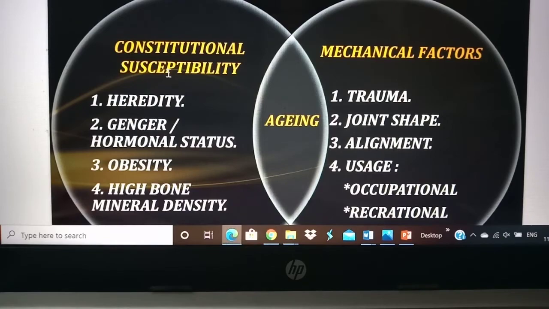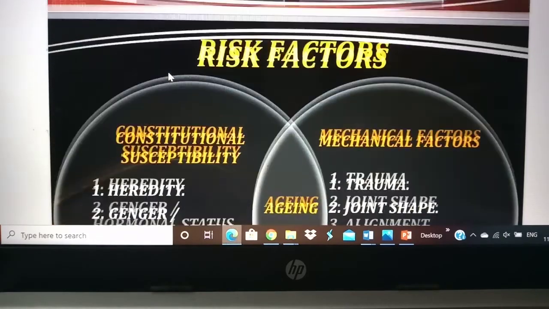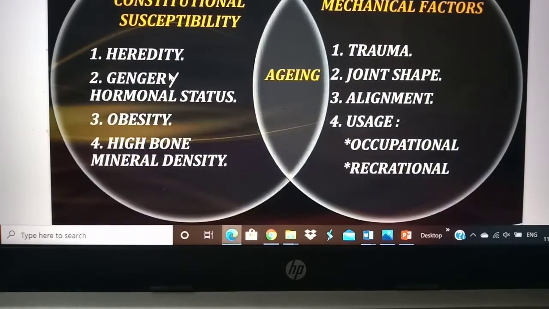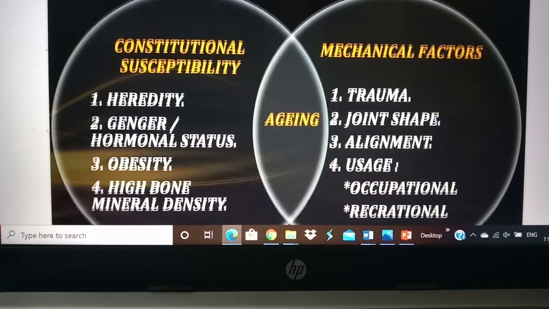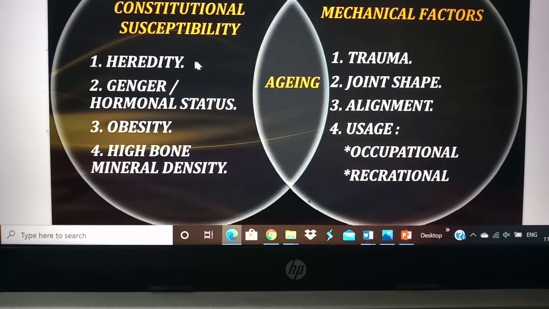The risk factors of osteoarthritis. What are the risk factors? Some people are at high risk of getting osteoarthritis. One is the constitutional susceptibility, that is based on their body. If they have parents who have had osteoarthritis, then they are at higher risk of getting osteoarthritis. And their hormonal status can lead to osteoarthritis. Obesity can lead to osteoarthritis.